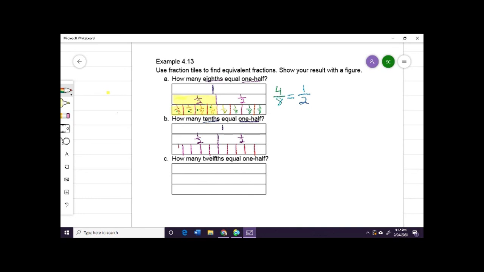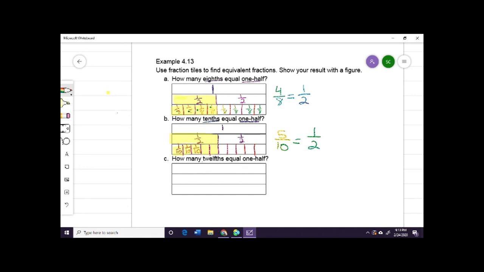So now we have 1/10. Each of these is 1/10. I'm not going to write it in all of them, but you get the idea. We have 1, 2, 3, 4, 5, 6, 7, 8, 9, 10. These are all 1/10. So how many tenths are equal to 1/2? Well, here's 1/2, and we have 1, 2, 3, 4, 5 tenths. So then we can write 5 tenths equals 1/2.